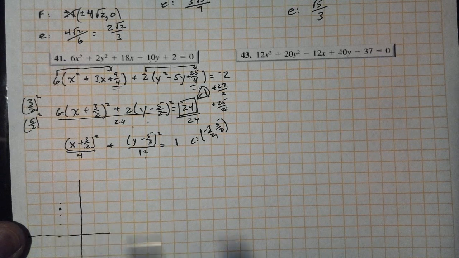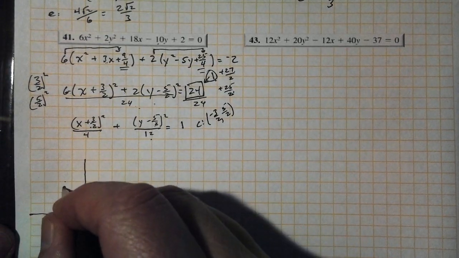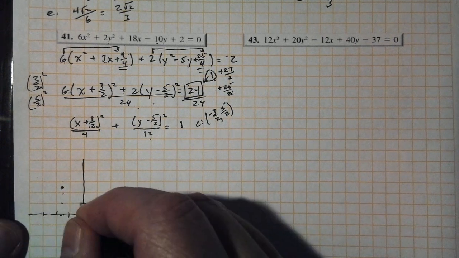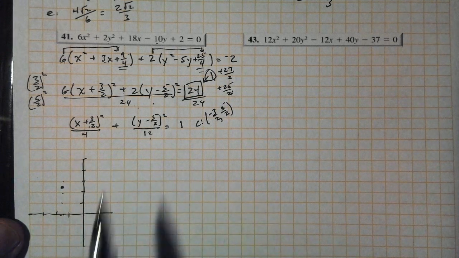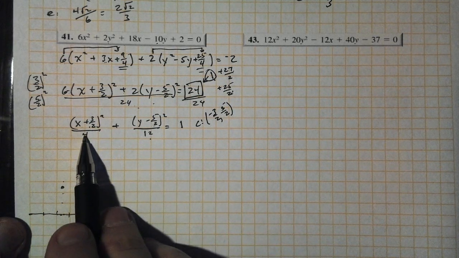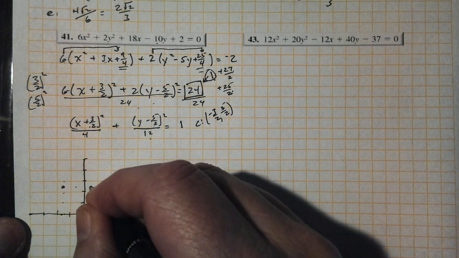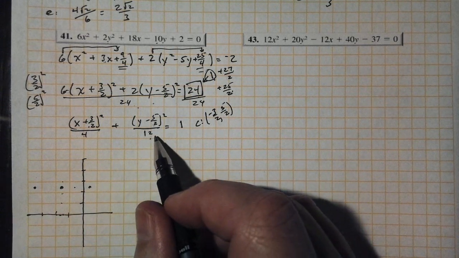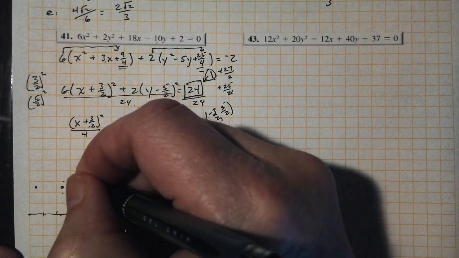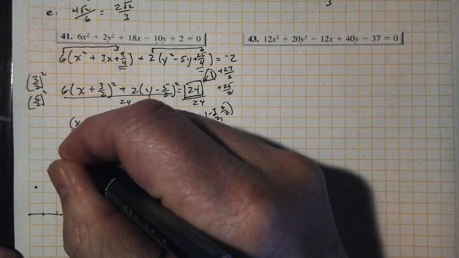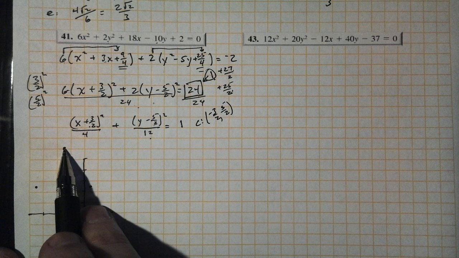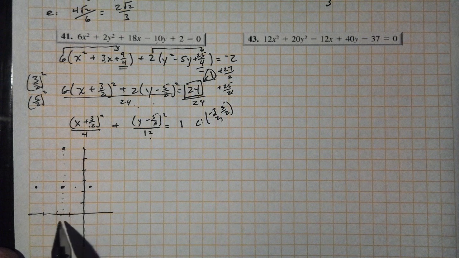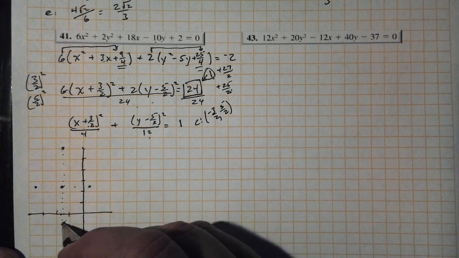I'm going to use this as like stepping by ones. So there's our center, negative 3 halves, 5 halves. From there I'm going to go right and left 2. I'm going to go up and down square root of 12, which is between 3 and 4. So up from here, up 1, 2, 3, and 4, somewhere in here. I don't know if it's certainly not exactly right there on that tick mark, but it's somewhere in there. Down 1, 2, 3, and 4, somewhere around in there.